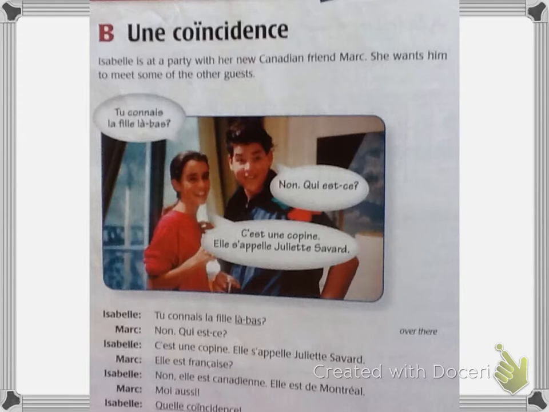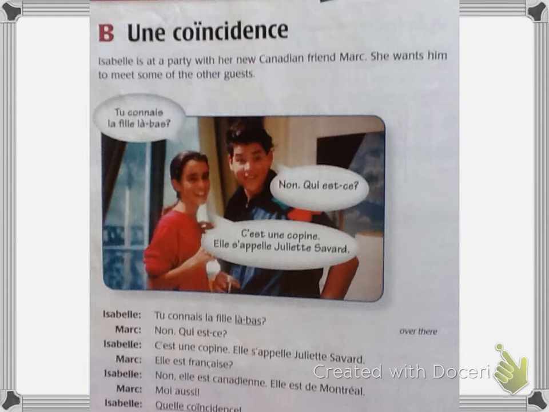Tu connais la fille là-bas? No. Qui est-ce? C'est une copine. Elle s'appelle Juliette Savard. Elle est française? No. Elle est canadienne. Elle est de Montréal. Moi aussi. Quelle coïncidence.